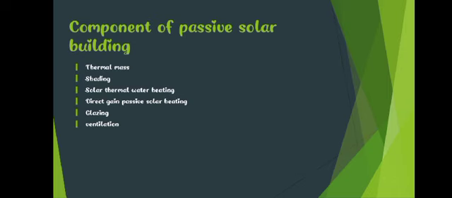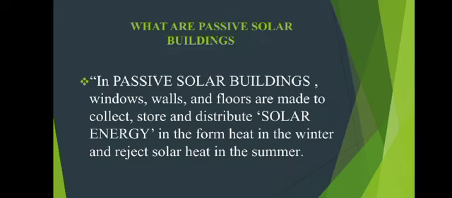And then direct gain passive solar heating. Direct gain passive solar heating uses the sun's energy to heat a home or building directly. And then glazing. Glazing allows solar heat and light into the building. And last one is ventilation. Ventilation means the movement of fresh air around a closed space.